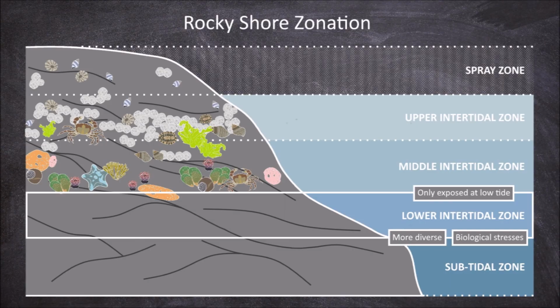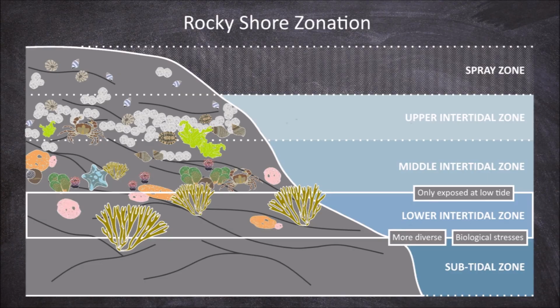A key feature of the zone is the presence of brown algae. Other organisms present include encrusting sponges, shore crabs, sea urchins, gastropods, sea cucumbers, abalone, and small fish.